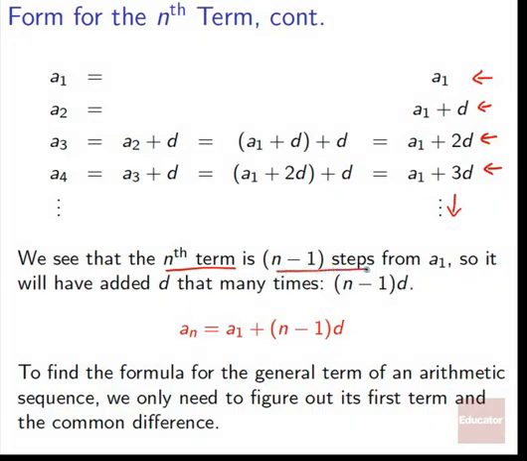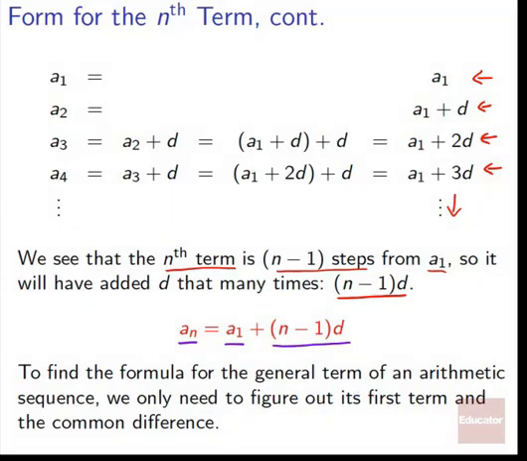Since it's n minus 1 steps away from a1, we will have added d for each of those steps. We'll have added d that many times, or n minus 1 times d. That means that the nth term is equal to a1 plus all of those steps times d. So the nth term, an, equals a1, our first term, plus n minus 1 times d.